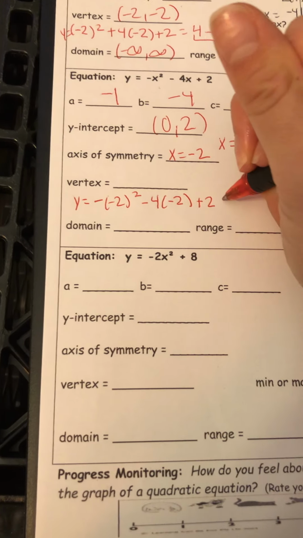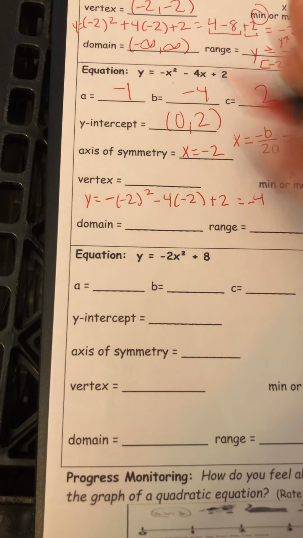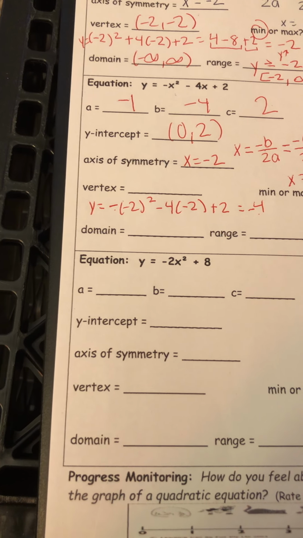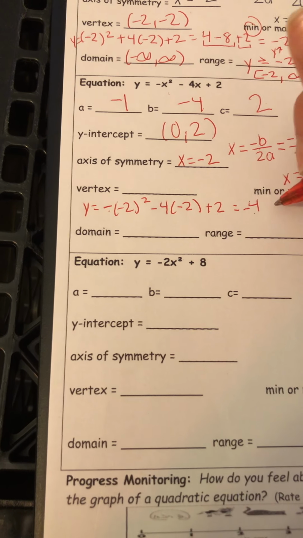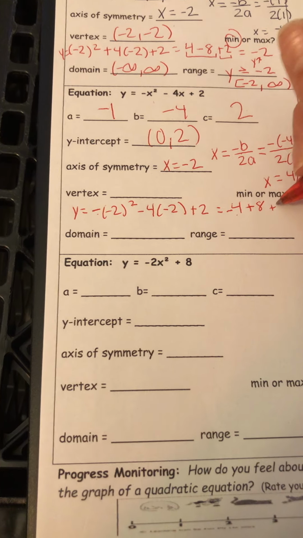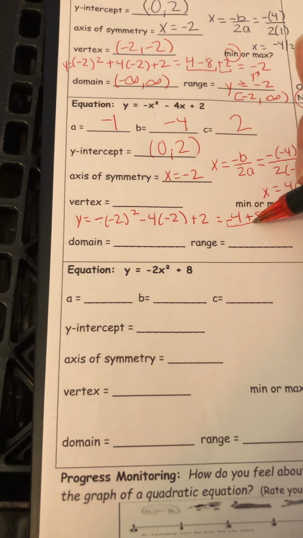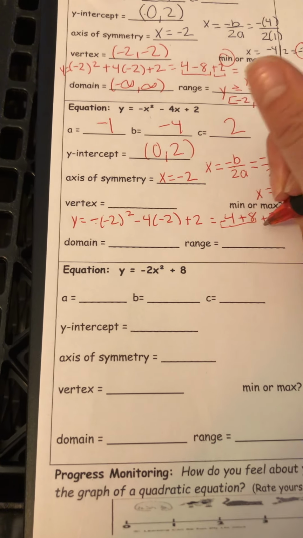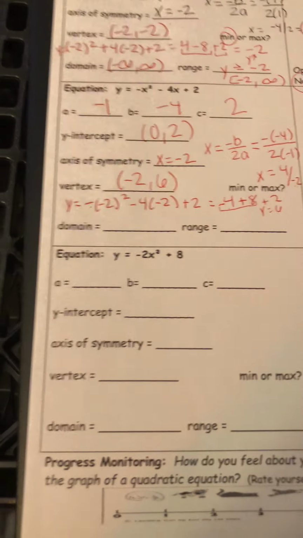All right. -2 squared is 4, but there's a negative outside that needs to be taken into account. -4 times -2 is +8 plus 2. -4 plus 8 is +4. 4 plus 2 is 6. So our vertex is going to be at -2, 6.